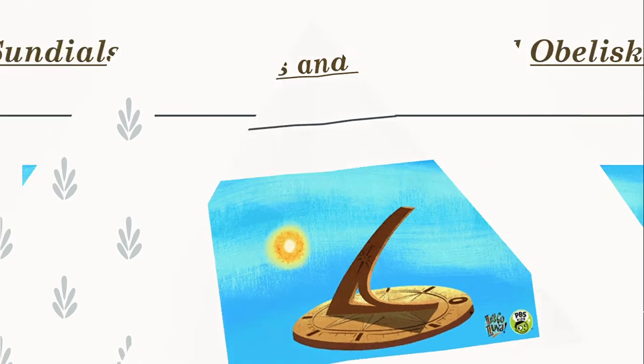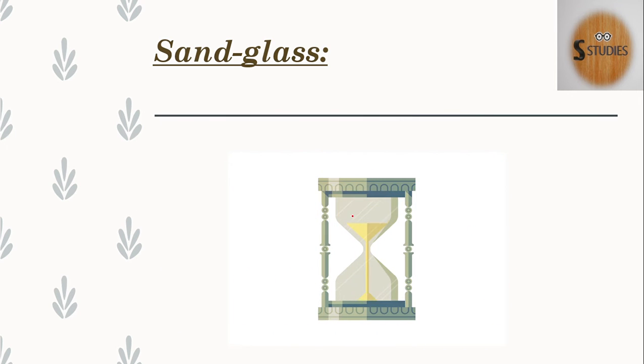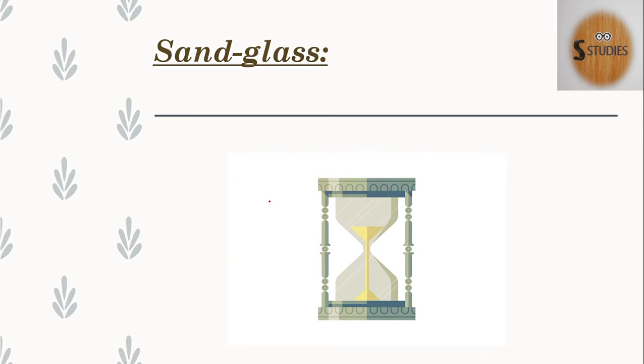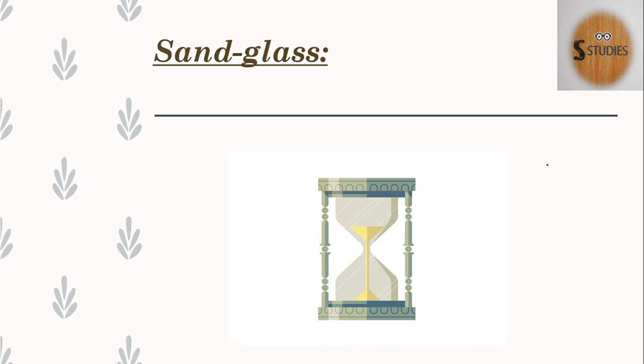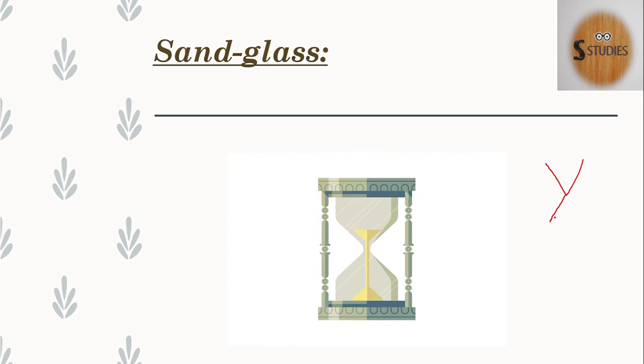Next. Now let's learn about sand glass. This is a very common one which we all know about. This is a common mechanism which we used for time. As we all know, this has two glass containers, one at the top and the other at the bottom.